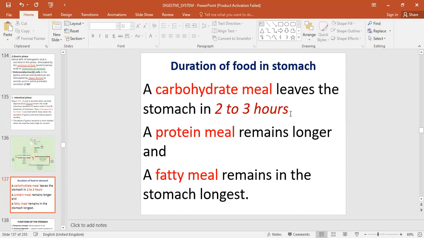Same with alcohol. When alcohol enters the stomach, there and then absorption begins. If it's spirit, some of it is even absorbed in the esophagus. It will enter the blood vessels. Protein meals remain longer, but it is a fatty meal that remains the longest. If you look at protein meals, we have red and white meat. Of the two, red meat stays longer.